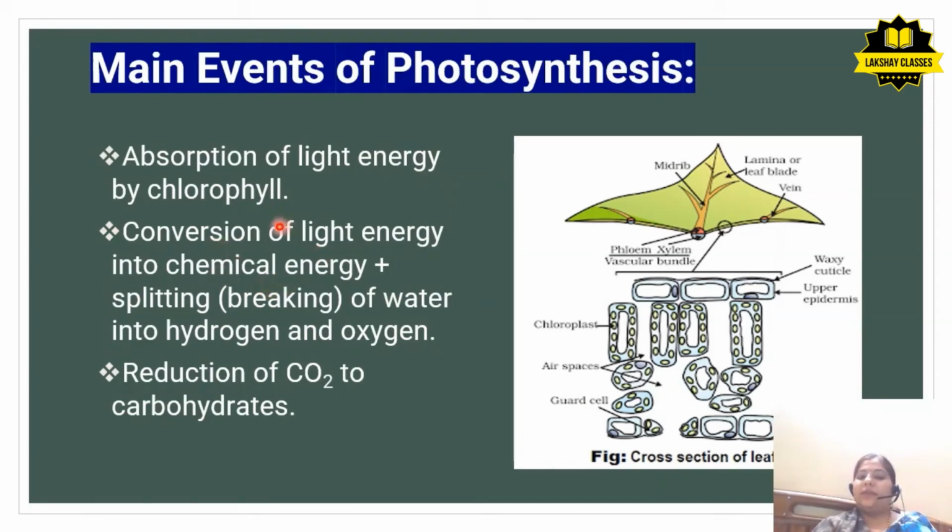And this conversion takes place by the splitting of the water molecule. Number 2 is this, and the third main event is the reduction of carbon dioxide to carbohydrates. With these 3 events, the process of photosynthesis completes.